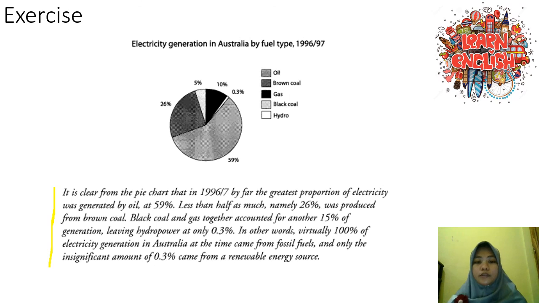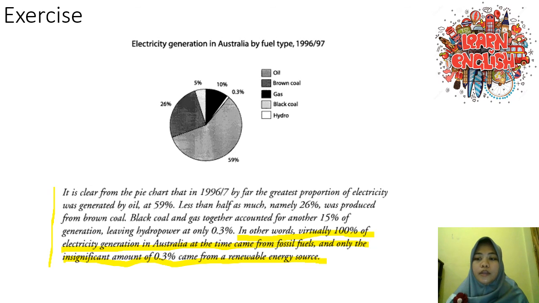So from this paragraph, you can see that the writer simply presented the pie chart in numbers, and he also gave additional information, right? Additional information that is not mentioned in the pie chart, but it is quite true, and it is very good to be added here. Okay, this is the example.